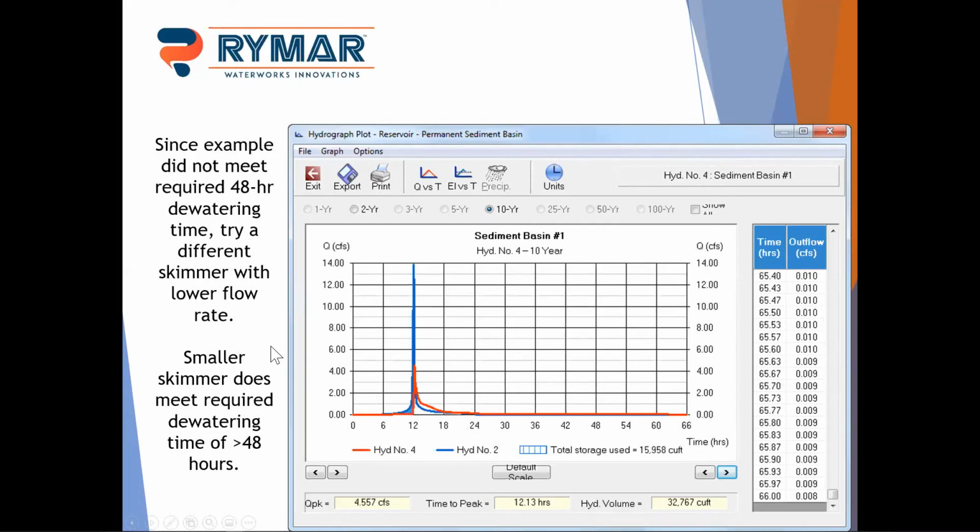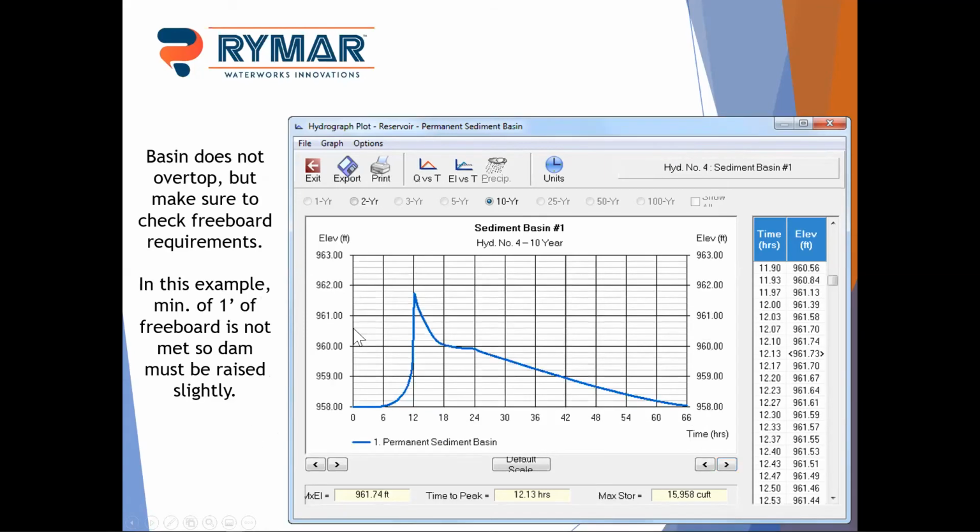And so we, as an example, said, what would happen if we had to meet our 48-hour time frame? So we plugged in data for a smaller skimmer, and by doing so, extended the dewatering time out to 66 hours. So even if you don't start till 12, we're still over that 48-hour window to dewater the basin. So we're now meeting that requirement. We checked again, it's basically getting up to the top of the riser, but it's going a little bit higher on the riser structure now than it was before. And we don't meet our minimum freeboard anymore, so we've got to at least raise the dam to meet that requirement.